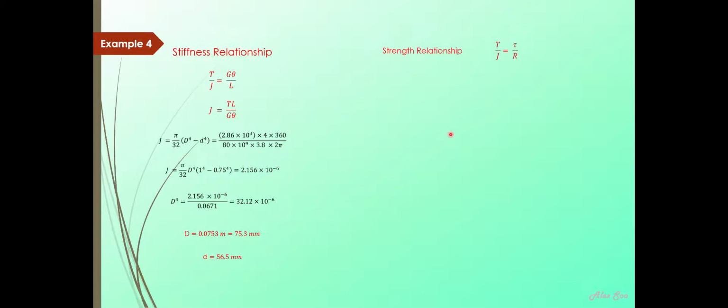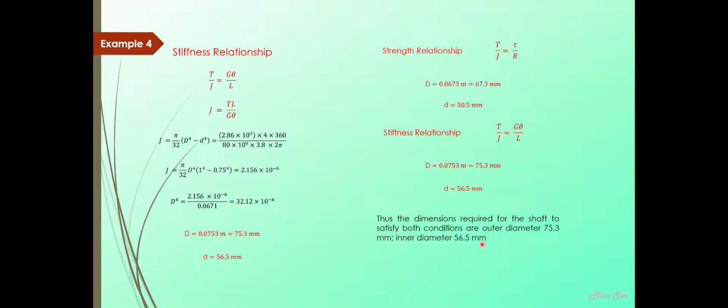Now compare both the strength relationship and the stiffness relationship, comparing the external and the internal diameters that we have got from both. As you compare, the internal diameter of 56.5 mm will be adopted for the shaft design, and for the external diameter, 75.3 mm is larger, so this value will be adopted for the hollow shaft design. So 75.3 mm and 56.5 mm have been chosen to be the external and the internal diameter for the shaft. Okay, that's all for this slide.